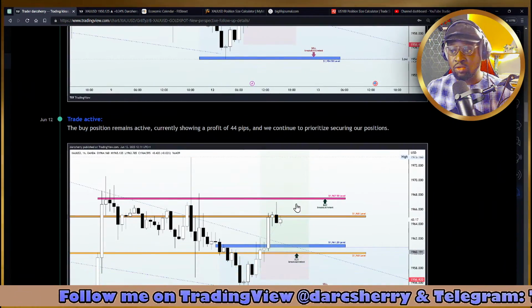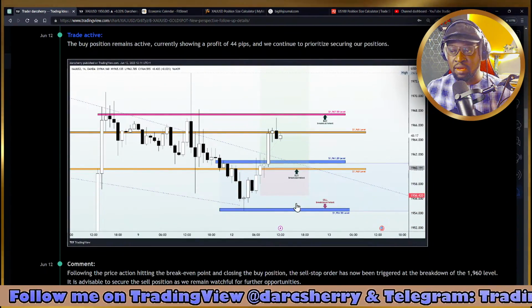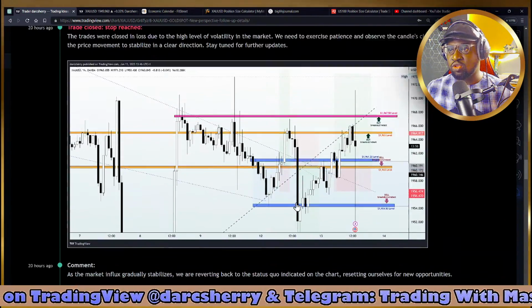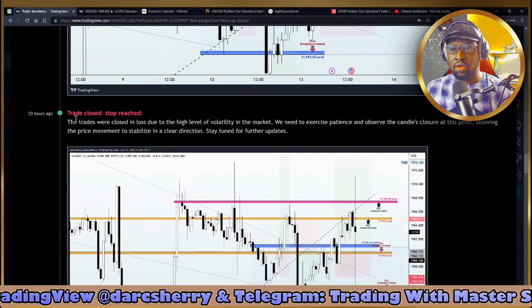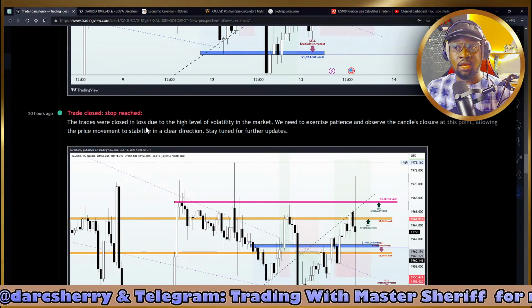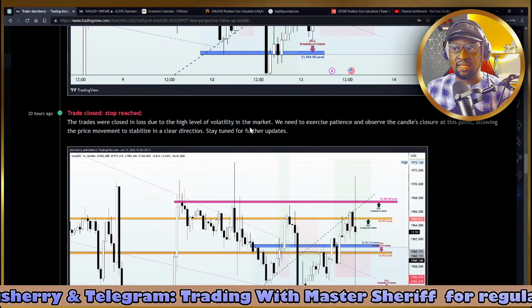But thank goodness we were able to recoup the loss and even made more after that. So this is what happened yesterday. Okay, this was what happened here. So I told us all here that trade close, stop loss reached. So the trades were closed in loss due to the high level of volatility in the market.